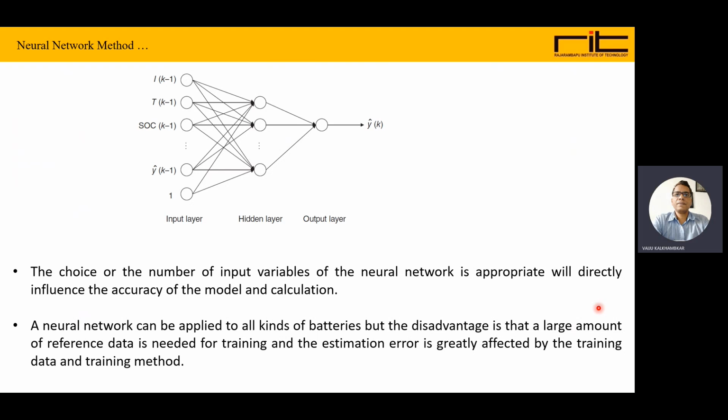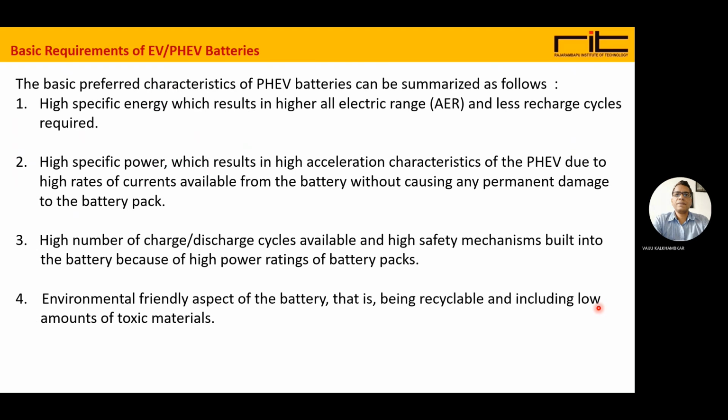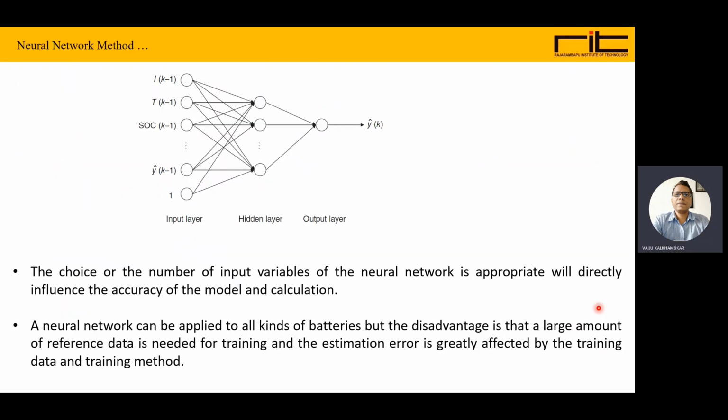A neural network can be applied to all kinds of batteries, but the disadvantage is that a large amount of reference data is required for training the neural network, and estimation error is affected by the training data and training method. So this is all about the state of charge estimation methods.